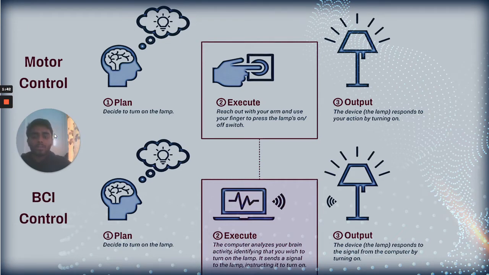Whereas in BCI control, you just have to think, and the second step onwards is handled by the computer. The computer analyzes your brain activity and identifies what you wish to do. And as a result, it sends the signal to the lamp instructing it to turn on, and the lamp responds and it gets turned on. So yeah, this is the basic difference between a motor control process and a BCI control process. A BCI control process just skips the part of the motor actions which a body performs.